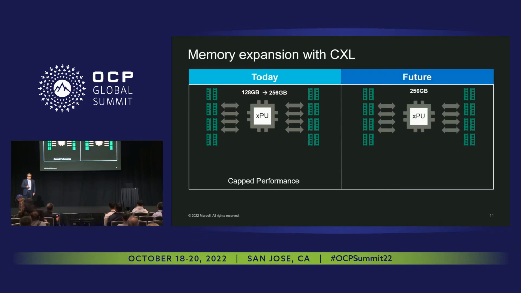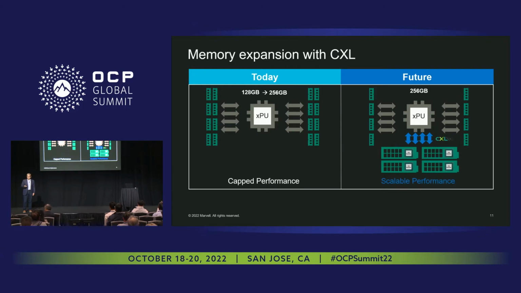In the future, instead of using the 2 DIMM per channel approach, we will instead be able to add CXL memory expanders, which will allow you to have increased capacity and increased performance, because we have scalable performance due to the PCIe lanes opening up the memory bandwidth.